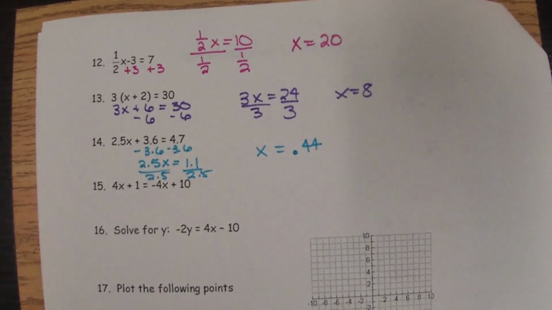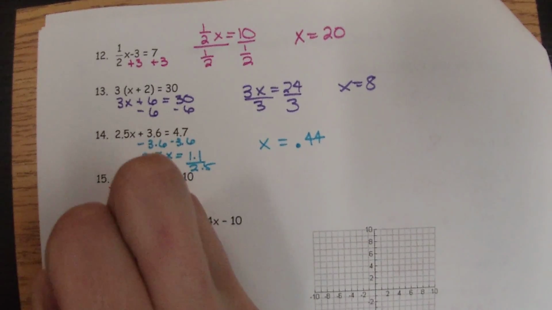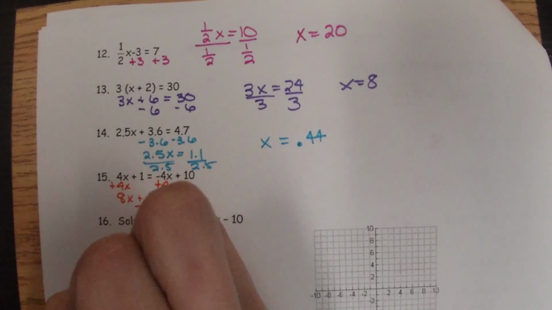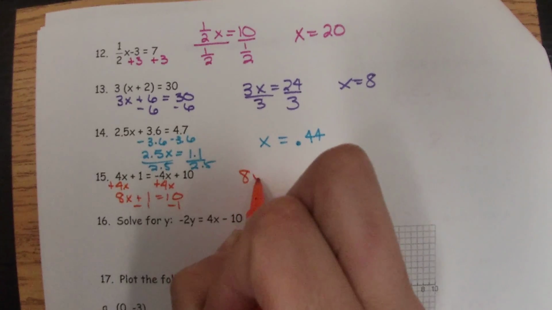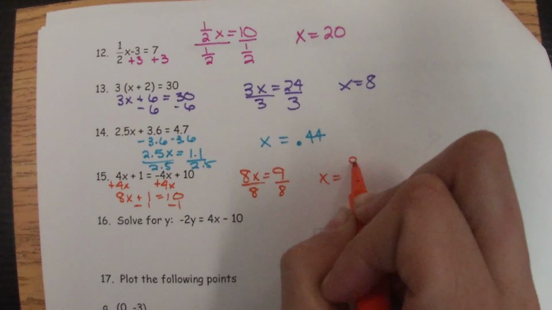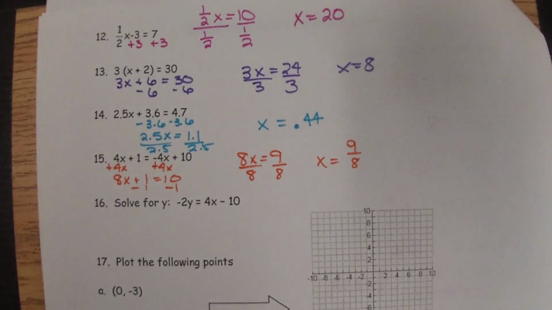Number 15, we have variables on both sides. So when they're on opposite sides of the equal sign, we have to use the opposite sign to get them together. We'll undo multiplication with division. So we'll get x equals 9/8 or 1 1/8. Same thing as before. Doesn't matter which form as long as you can find it in multiple choice.